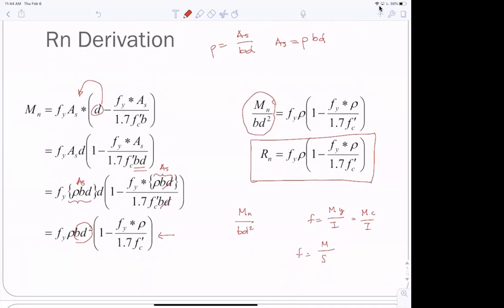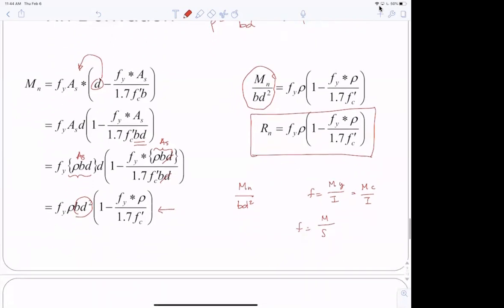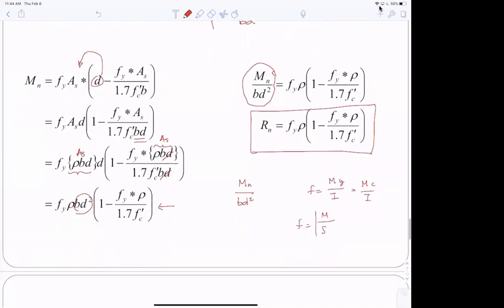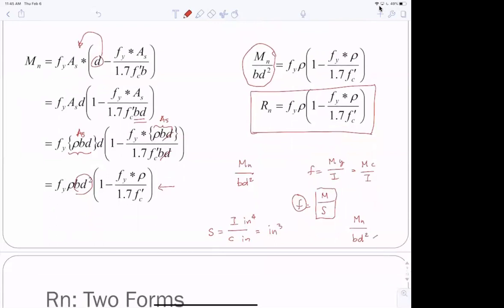Okay, so M over S is a stress. Section modulus is I over c. This is like in inches, this is like in inches to the fourth, this has units of inches cubed. So the moment divided by something in inches cubed will equal stress. Well, look at this. Mn over bd squared. That's very much like a section modulus.